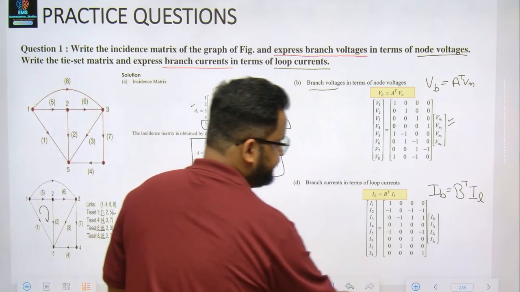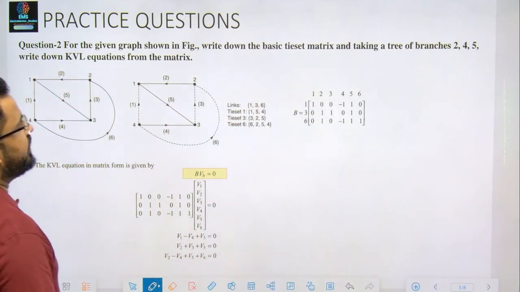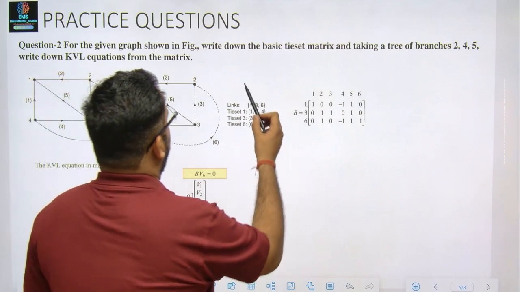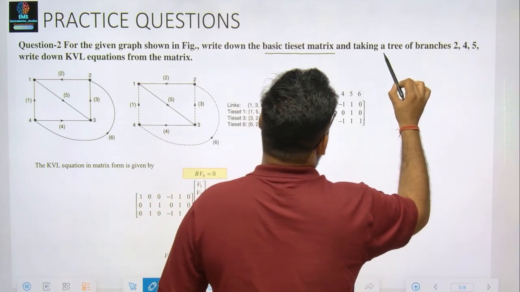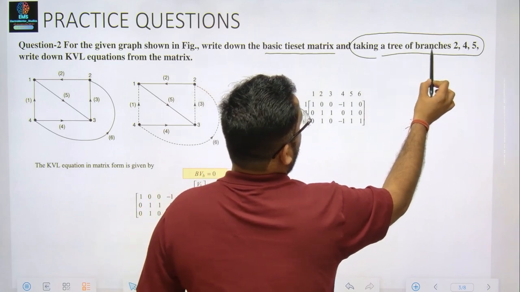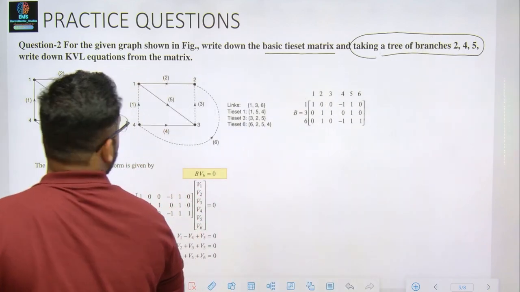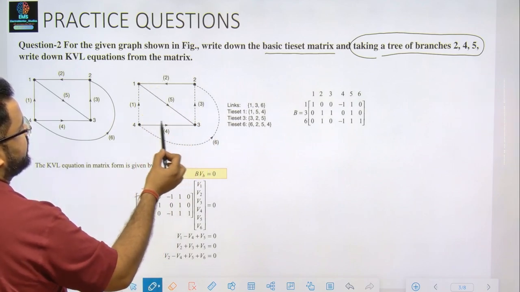Okay, moving ahead to the next question. Again, they have given us the graph, and they ask us to write down the basic tie set matrix. They have given the tree branches as well, taking a tree of branches 2, 4, and 5. So we have taken 2, 4, and 5 and made the tree.